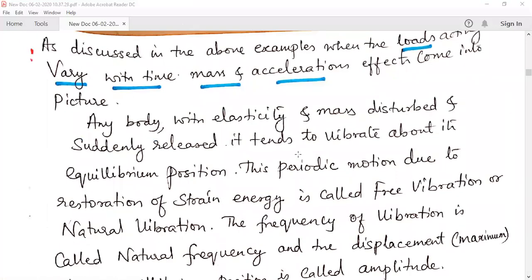Now coming to the next session, a continuation of the previous introduction to vibration. Let us try to understand the various vibrating parameters that are widely used to study vibration. As discussed in the above example, when the loads vary with time, mass and acceleration effects come into the picture. These two are very important physical terms, mass and acceleration effects. We call them inertia effects.